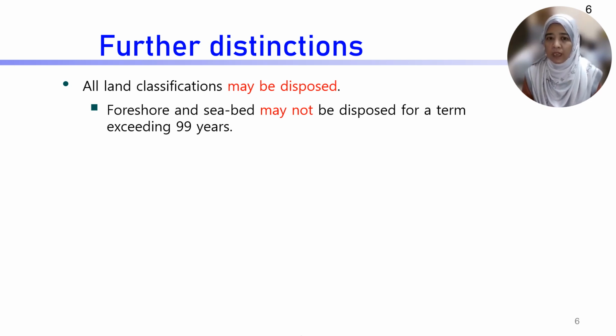Boleh sebenarnya disposed. However, tetapi foreshore and seabed may not be disposed for a term exceeding 99 years. The disposal just now cannot be for freehold. Mestilah for a term not more than 99 years, meaning it's a leasehold lah. So again, all foreshore and seabed may be disposed, but only as leasehold, and not more than 99 years.